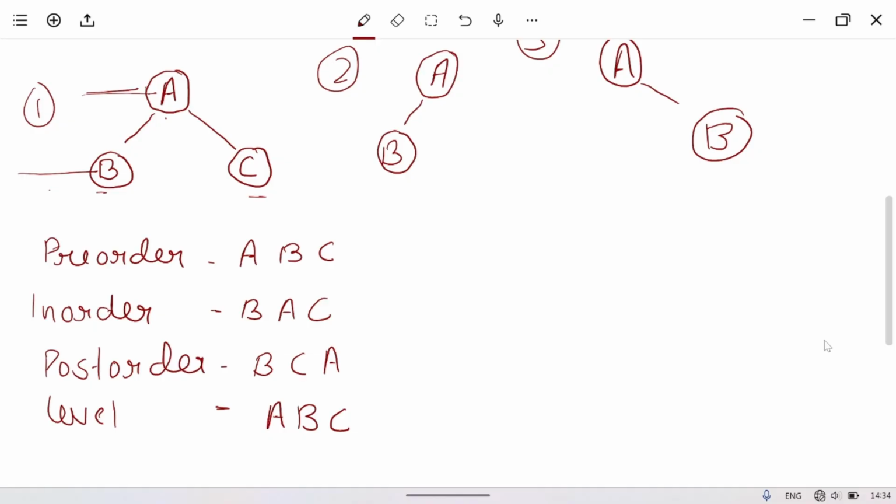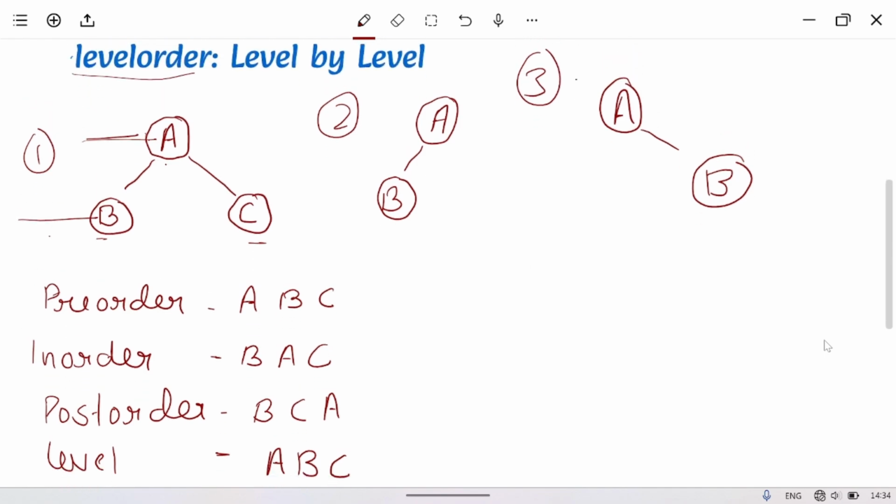Here I have one more tree. Let us visit it again. This is also a tree with height 1, but the previous tree had 3 nodes and this tree has only 2 nodes. For the pre-order traversal, what will it be? Visit node A, then B.